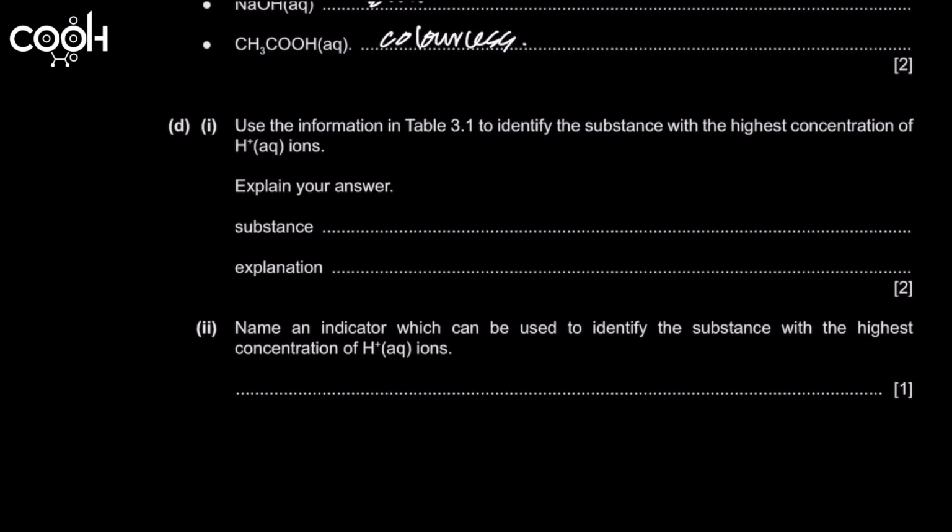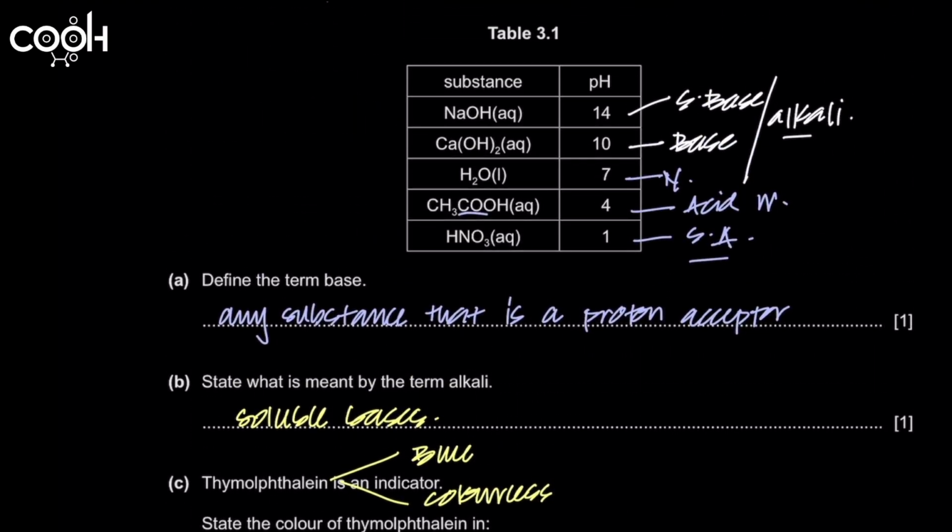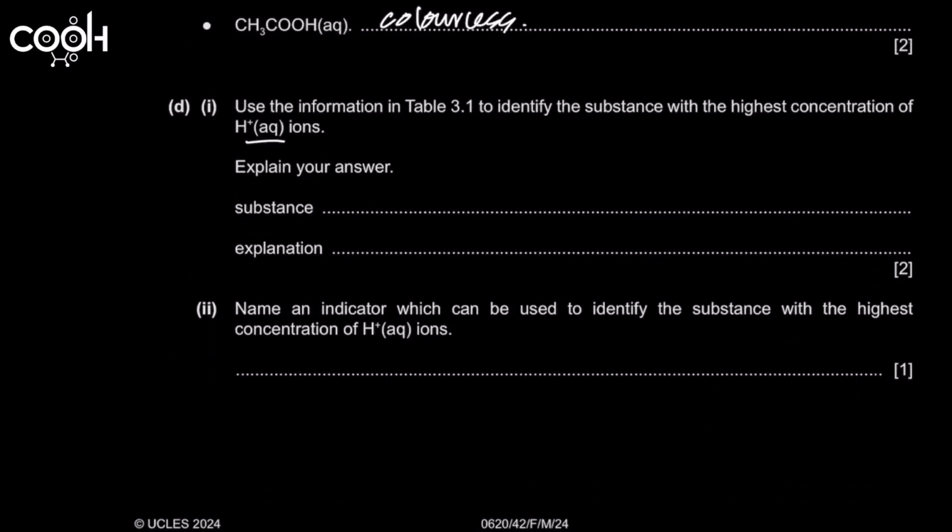Now it says use the information in 3.1 to identify which substance will have the highest concentration of H plus ions. The substance which is the most acidic will have the highest concentration of H plus ions. And how will we know which substance is most acidic using the table? Because the most acidic will have the lowest pH. So the substance with the lowest pH will have the most H plus ions because it's a strong acid, and we know a strong acid fully ionizes in aqueous solutions, right?